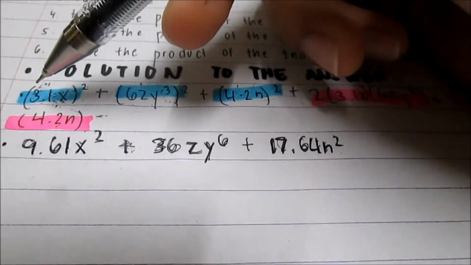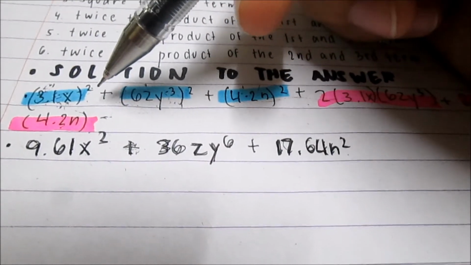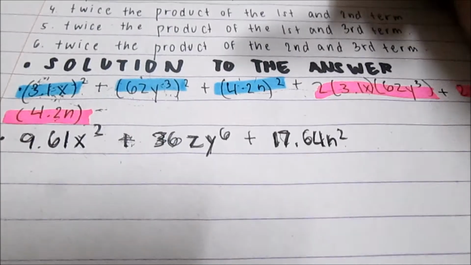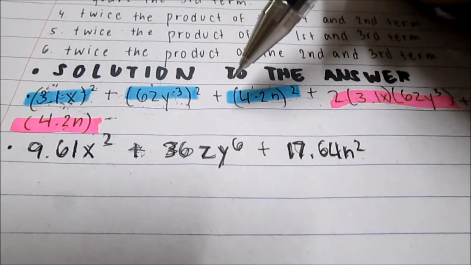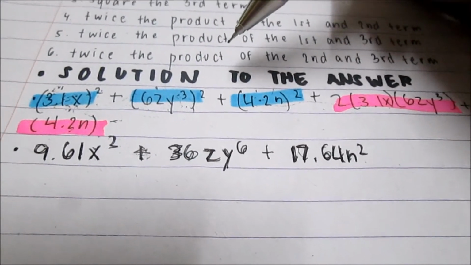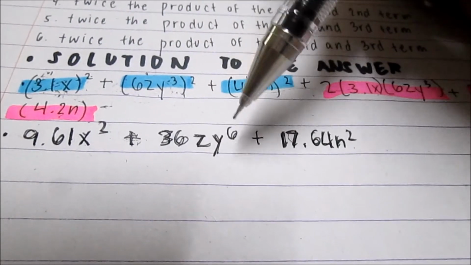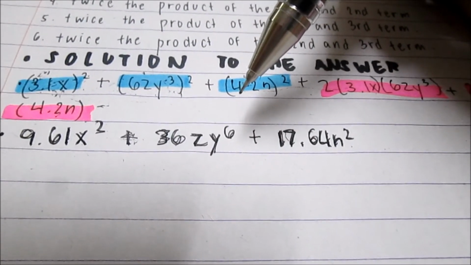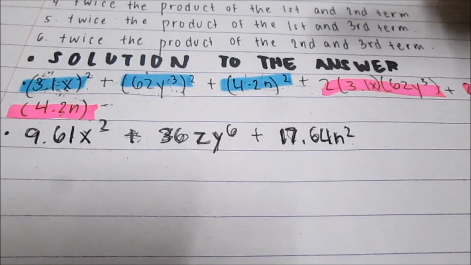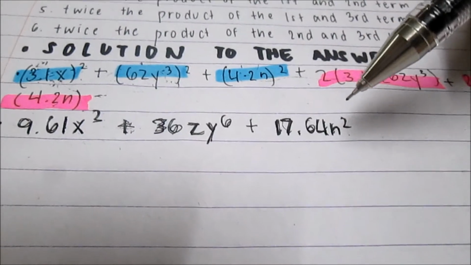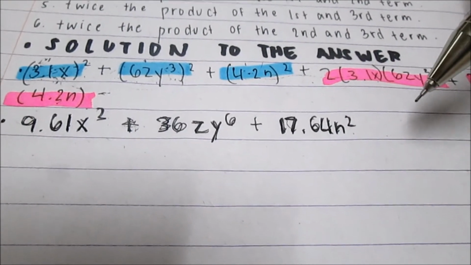So (3.1x)² will become 9.61x². (6zy³)² will become 36zy to the power of 6. (4.2n)² will become 17.64n².